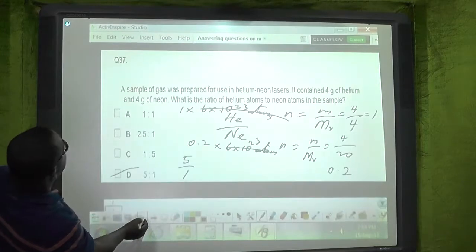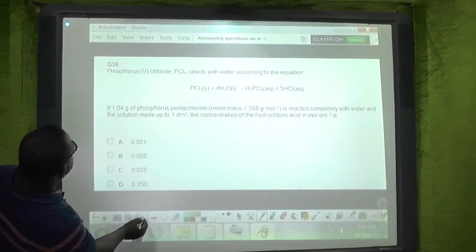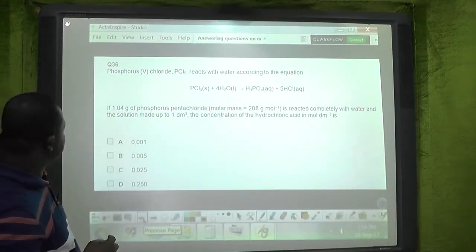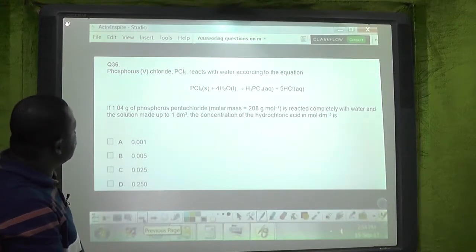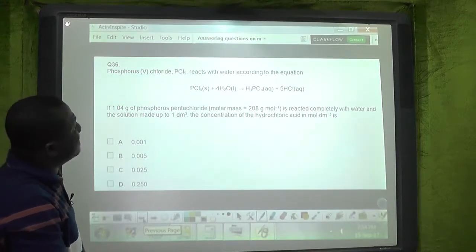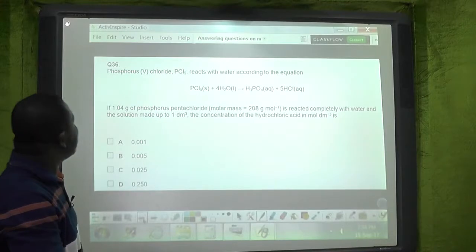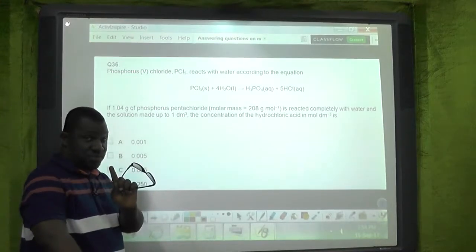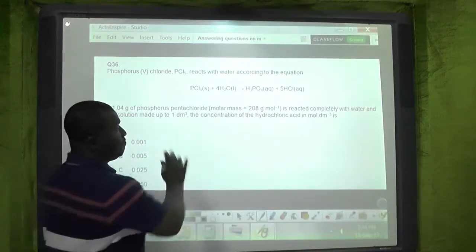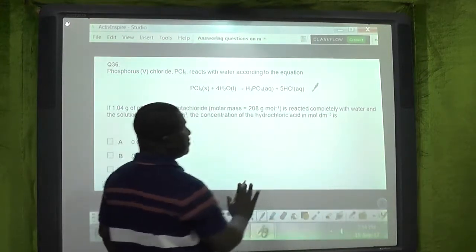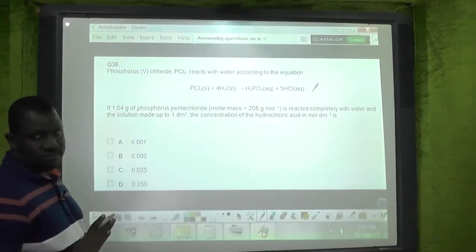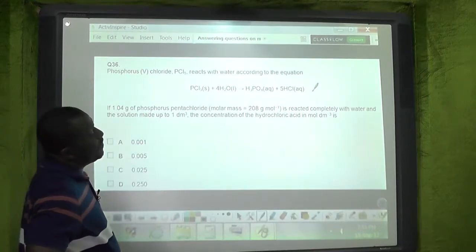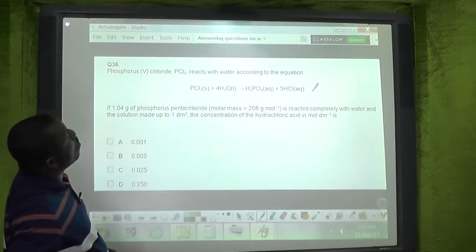I saw there was a question that's supposed to come about phosphorus. This question I didn't solve. Question number 36. 1.04 grams of phosphorus pentachloride is reacted completely with water and the solution made up to 1 dm cube. That means the volume of whatever is present is taken to be 1 dm cube. Now they are asking the concentration of hydrochloric acid in mole per dm cube.